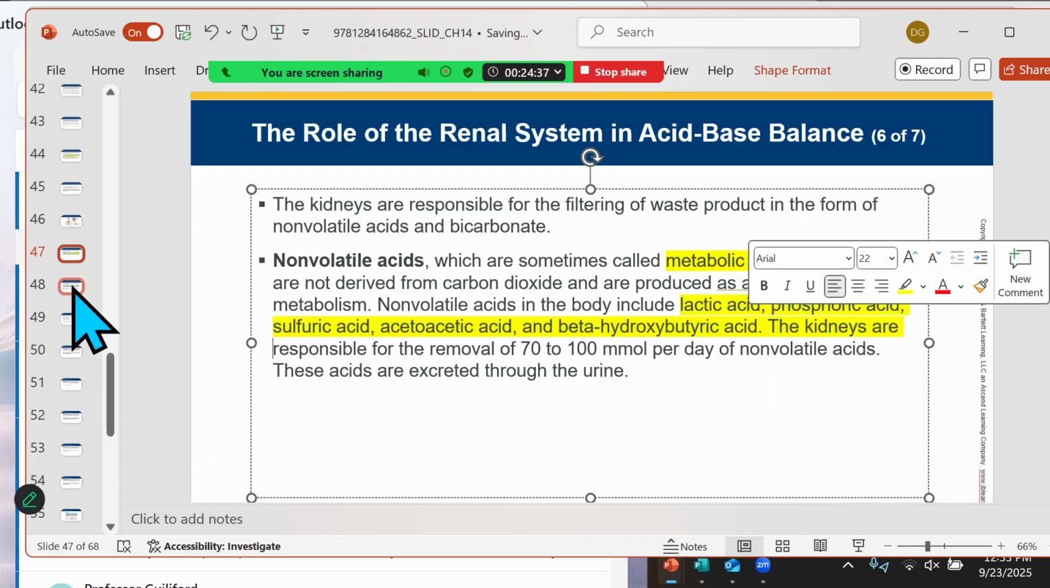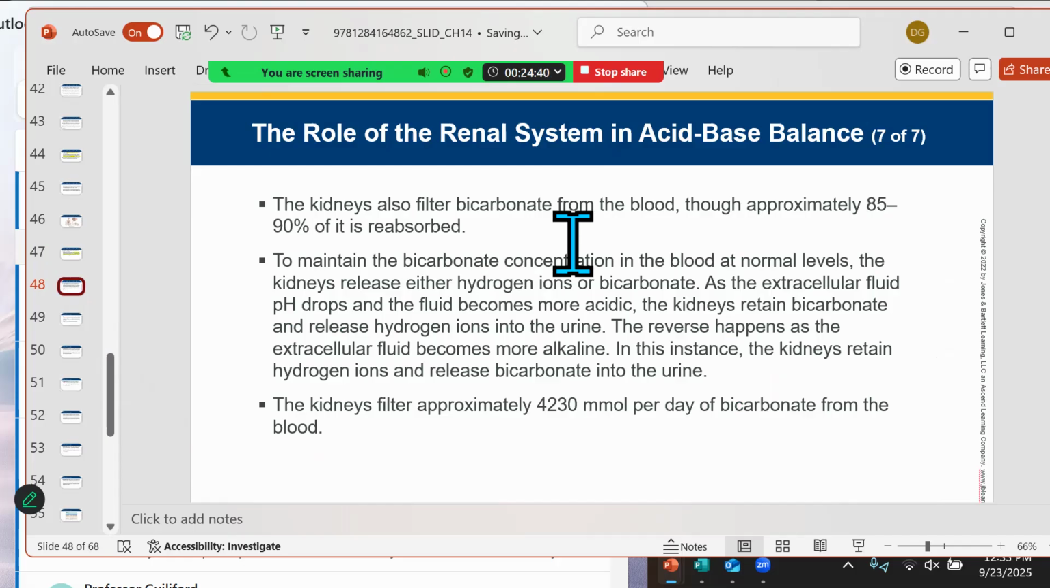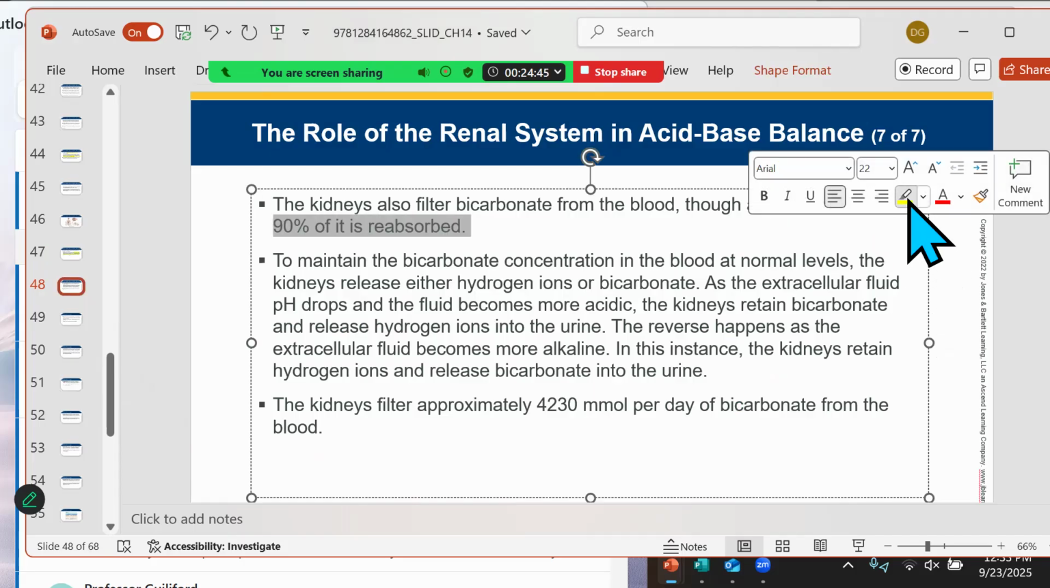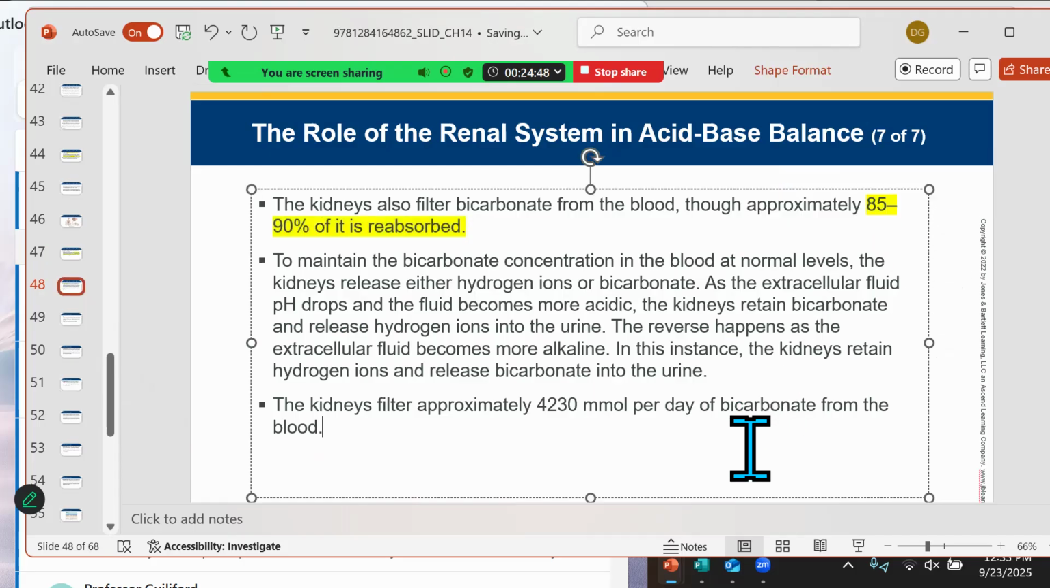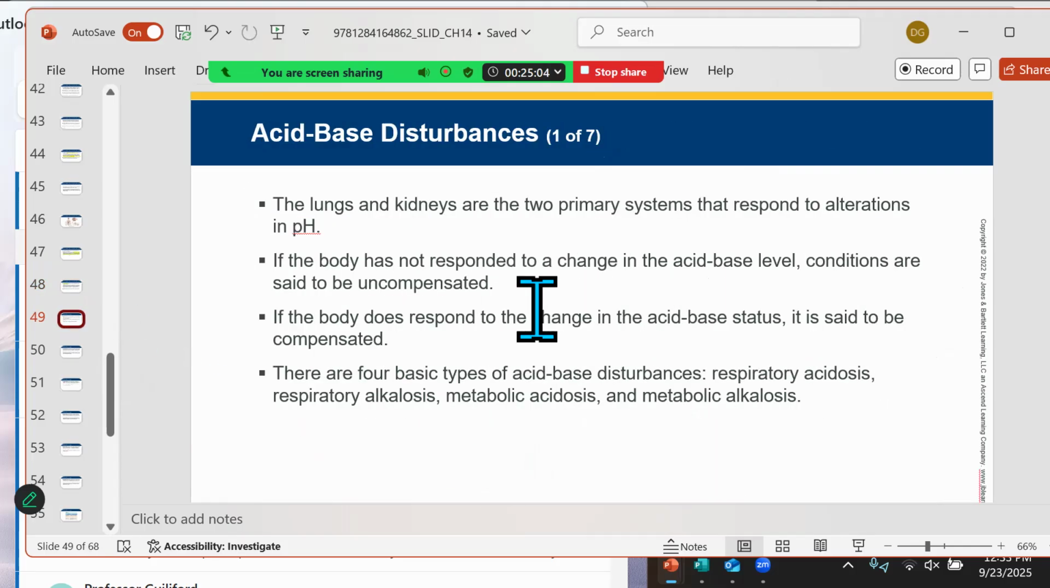The kidneys also filter bicarbonate. About 85 to 90% of it is resorbed. And a key thing that the kidneys do is decide how much should be excreted and how much should be resorbed. That's really the key function of the kidney buffering system. Lungs and kidneys are two primary systems that respond to alterations in pH. And they work together. It's a beautiful kind of a partnership to keep the patient in balance.